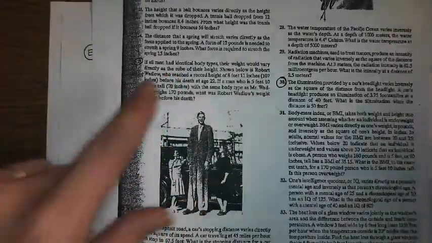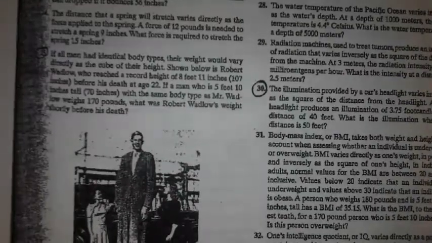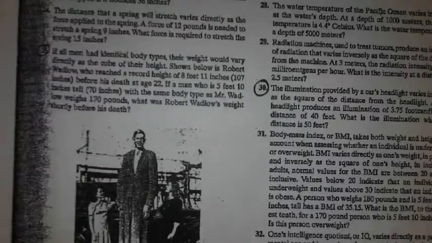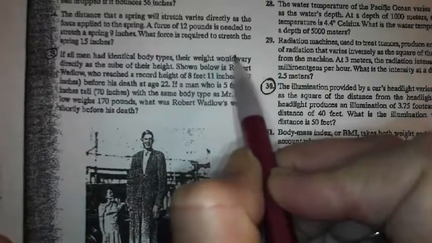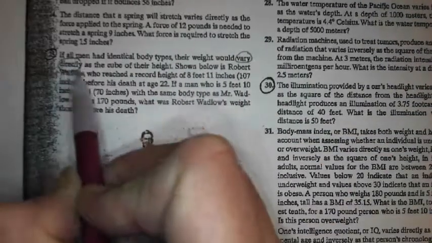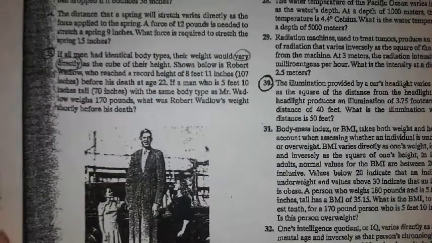Okay, so you're going to have a worksheet for homework, which you probably don't have in your possession yet, but we're going to do number 25 from this worksheet. And here's the problem. If all men had identical body types, their weight would vary directly as the cube of their height.